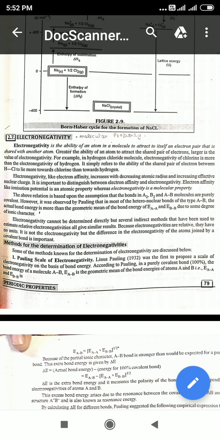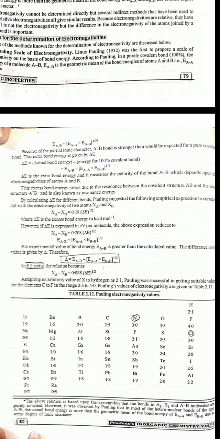the bond energy. According to Pauling, in a purely covalent bond, 100%, the bond energy of a molecule AB, E_AB, is the geometric mean of the bond energies of A and B. E_AB is equal to E_AA multiplied by E_BB, to the power 1 by 2. Because of the partial ionic character, the AB bond is stronger than would be expected from the pure covalent bond. This extra bond energy is given by delta. Delta is equal to actual bond energy minus energy for a 100% covalent bond.